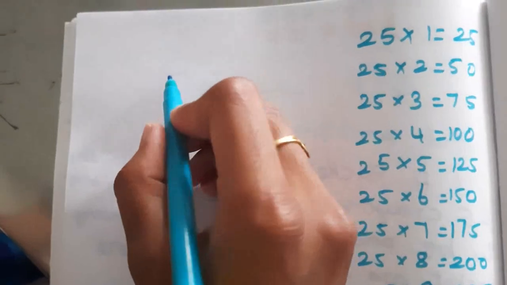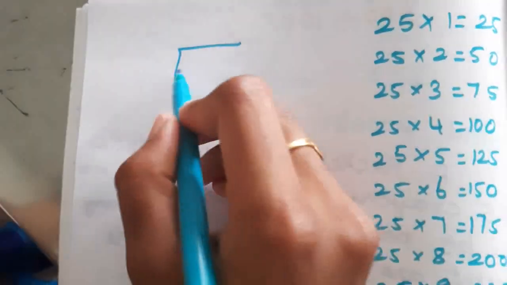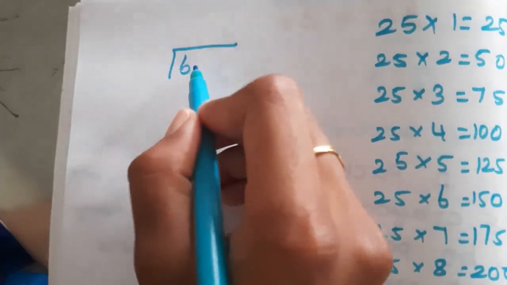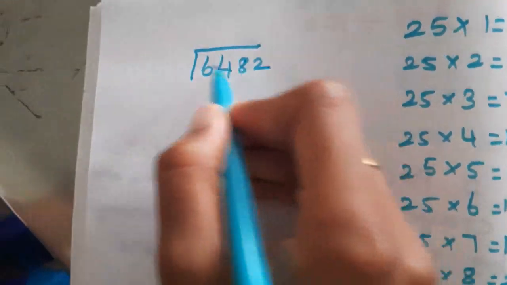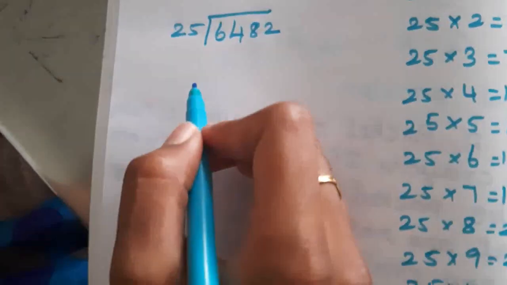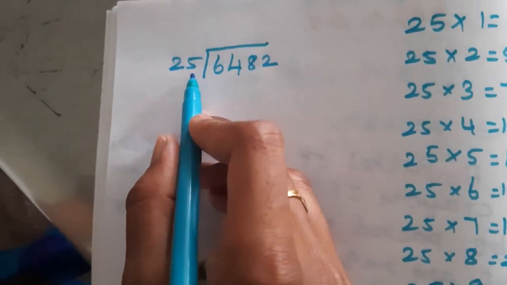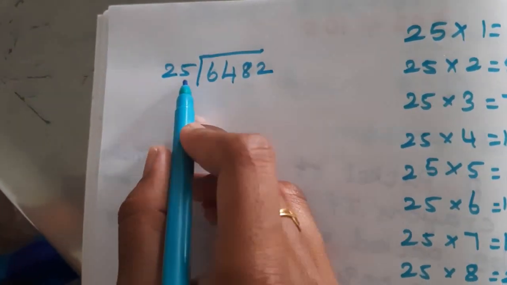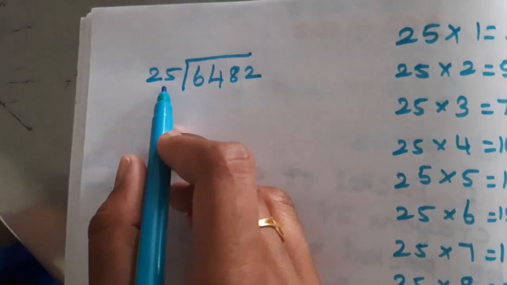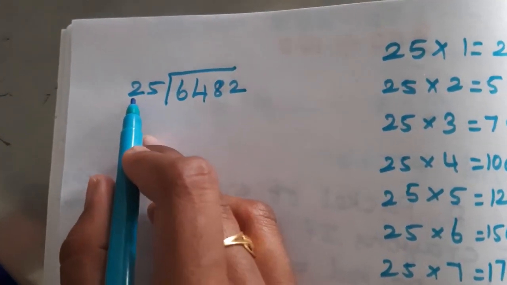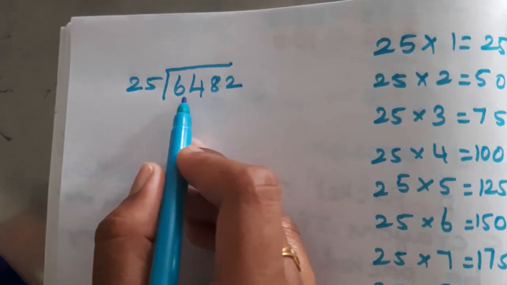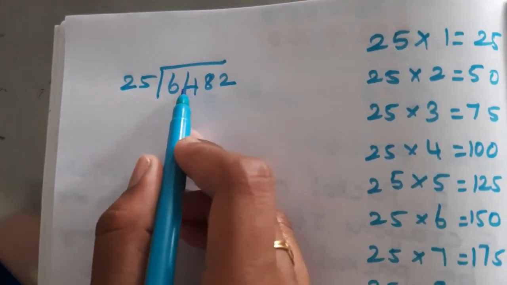Now I am going to do the division. Okay, so the dividend you have to write inside the box, 6482. Then we have to write the divisor. Okay, the divisor is outside the box. So first you have to see the divisor. Is the divisor 1 digit or 2 digit? 2 digit. So 2 digit means first you have to see the 2 digit number, 64. What is the next step?